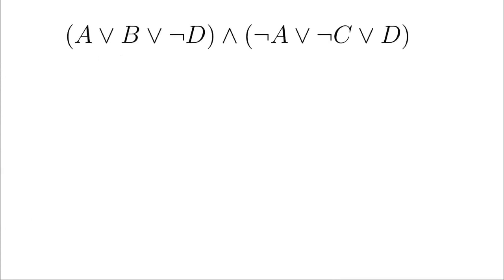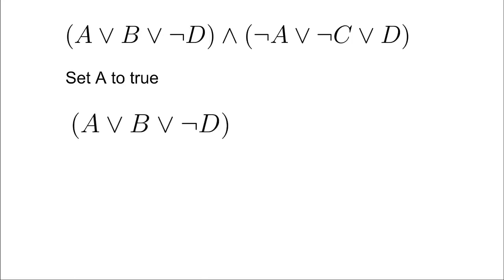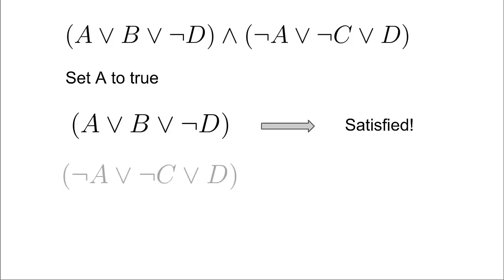So if we take this statement as an example, we'll first start by setting A to true. Well, in the first clause, we know that if A is true, we actually don't care about the rest of the clause. The entire clause is just satisfied. So we move on to the next clause. We know that A is true already, so the first literal, where A is negated, can't be true. So we know that we're relying on the rest of the clause for this to be satisfied. In this case, we'll need either not C or D to be true.